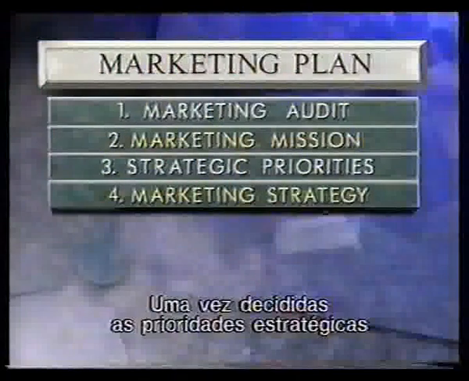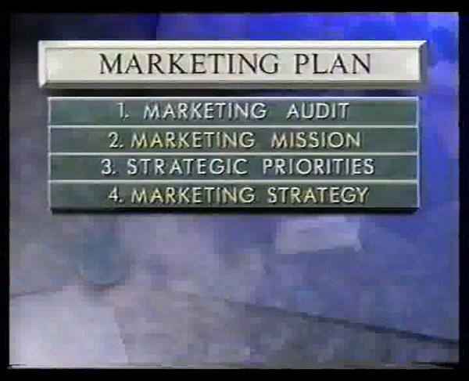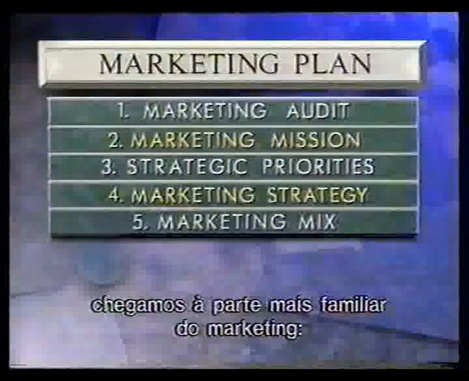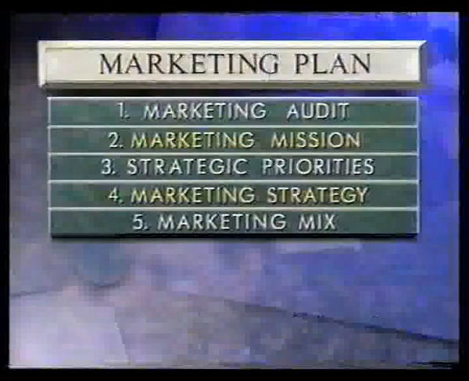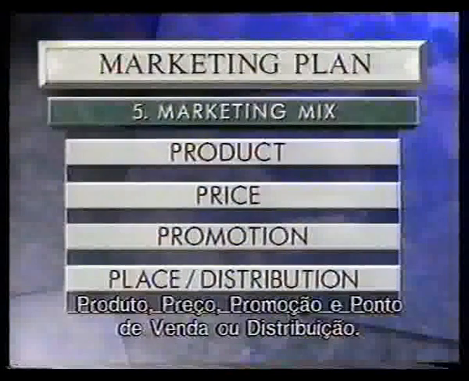Once we have decided the strategic priorities and positioning of the products or businesses, we come to the most familiar part of marketing, planning the marketing mix. This is usually called the 4 Ps: product, price, promotion and place for distribution.